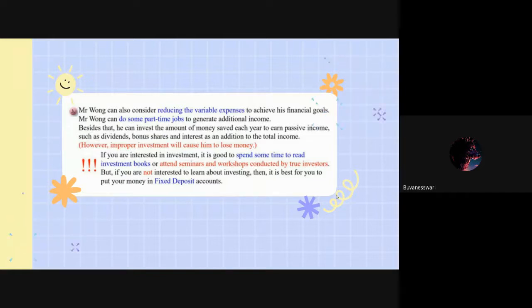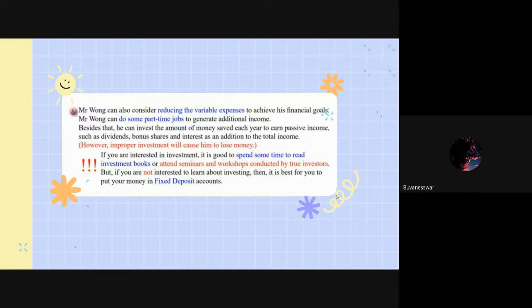So he can reduce the amount allocated for traveling by 25% in order to achieve his financial goal of saving money for his children's education. So he has to reduce around 125 ringgit from his travel expenses. And now his new travel expenses is around 375 ringgit. And also, he can cut down expenses on petrol by 100 ringgit by carpooling with his colleagues.